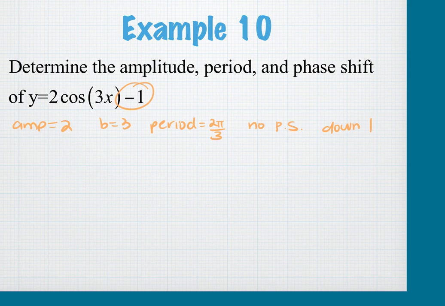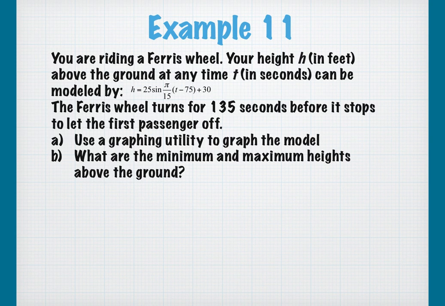Yes? Okay. All right, last one is a word problem, and this is where your calculators come into play. It says you're riding a Ferris wheel, your height h in feet above the ground at any time t seconds can be modeled by, and it gives you the equation. The Ferris wheel turns for 135 seconds before it stops to let the first passenger off. Use a graphing utility to graph the model. What are the maximum and minimum heights above the ground?